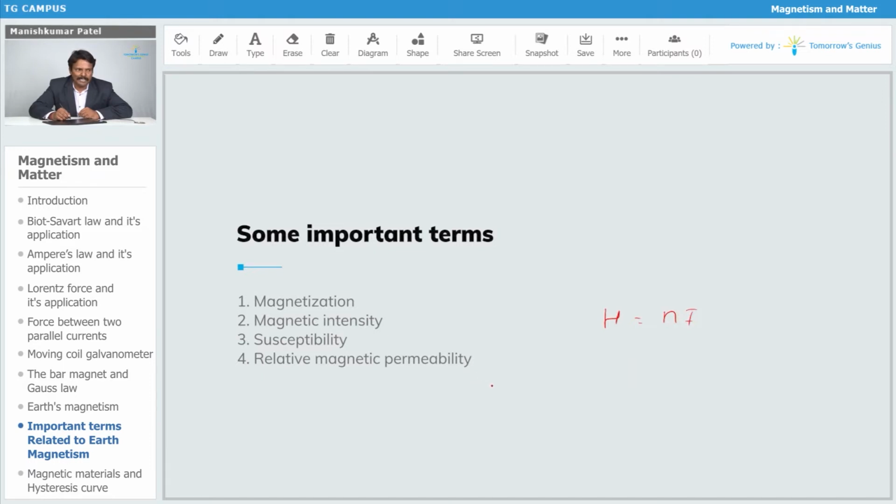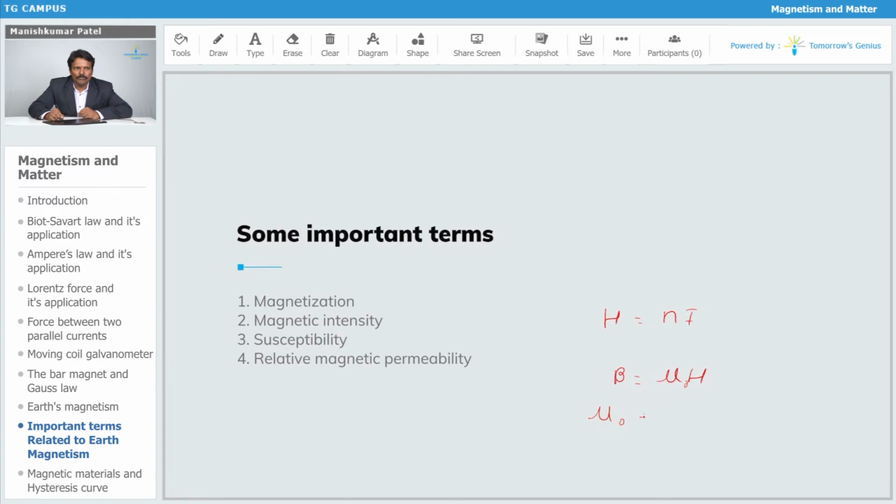One is the magnetization, how that material is going to be magnetized, which depends on the type of material. It might be diamagnetic, paramagnetic or ferromagnetic, which we will see afterwards. This intensity, where I have written H equals N into I, is going to magnetize that material. Now the relation is B equals mu naught into H.